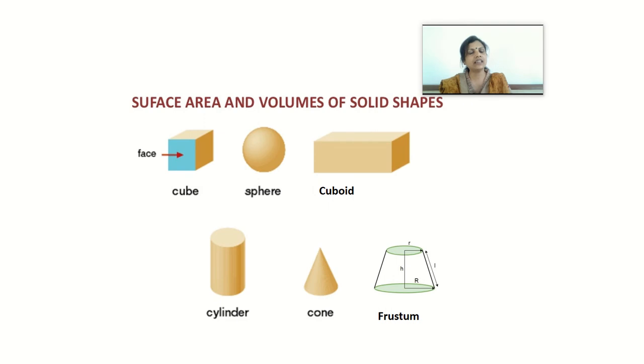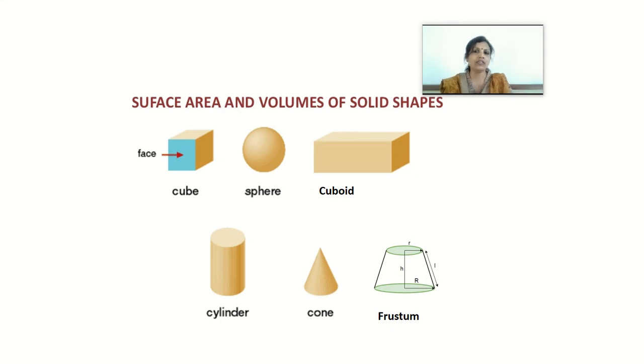Dear children, in standard 9th, we learned about different solid figures like cube, sphere, cuboid, cylinder and cone. We also learned about finding the surface area and volumes of these solid figures. The new solid figure which we are going to learn in standard 10th is the frustum. We will also be learning to find the surface area and volume of a frustum.